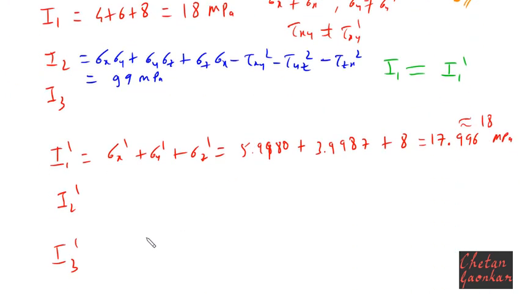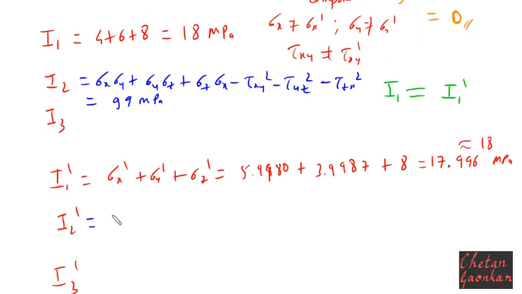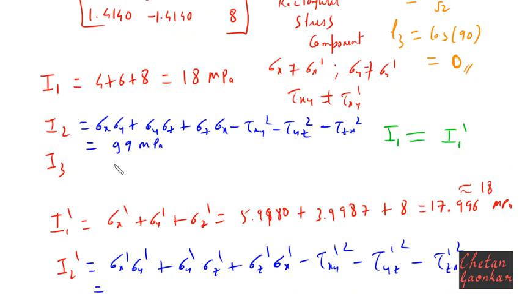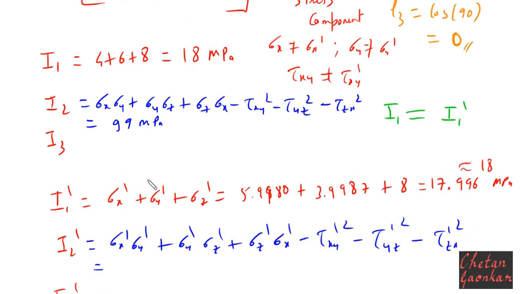All right, but from these values, that is sigma x dash sigma y dash plus sigma y dash sigma z dash plus sigma z dash sigma x dash minus tau xy dash square minus tau yz dash square minus tau zx dash square, one will be able to calculate I2 dash, and that value will be approximately equal to 98.9596, which can be approximated as 99 megapascals. So again, what we get from here is I2 is equal to I2 dash, right?